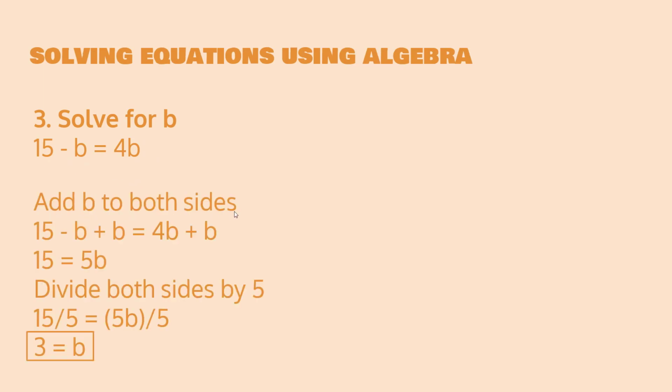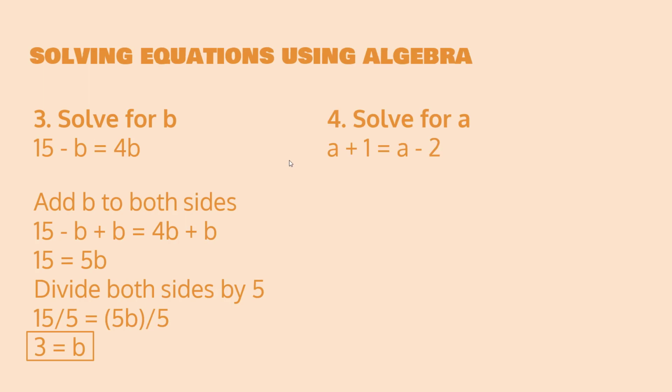So just as we can undo an operation with numbers, it also works with variables. So over here we have 15 minus b plus b, so that just gives us 15. And then over here we have 4b plus b, which gives us 5b. And now to get rid of this multiplying by 5, we can divide both sides by 5. So 15 divided by 5 is 3, and 5b divided by 5 is b. So in this case, b equals 3 to make this equation true.